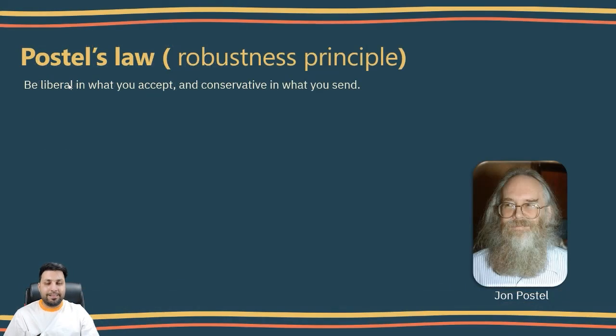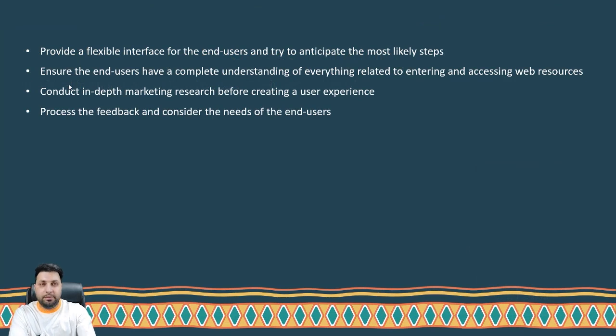The next law is Postel's law. It has another name, robustness principle. What does it say? It says be liberal in what you accept and conservative in what you send. What does it mean? This person, John Postel. Let's go and see that in detail.